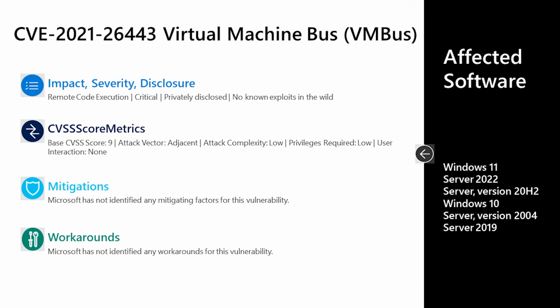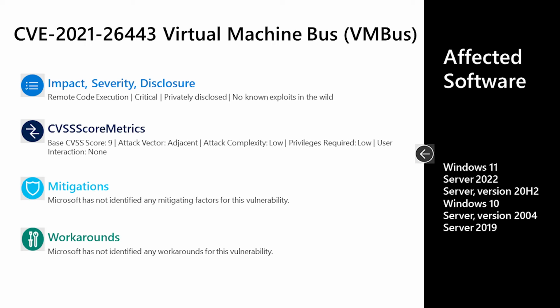First vulnerability that we will cover today is CVE-2021-26443, and this is a remote code execution vulnerability in the virtual machine bus. This is listed as critical, privately disclosed, with no known exploits out in the wild. This is the vulnerability that scored at 9.0 on that scale of 10.